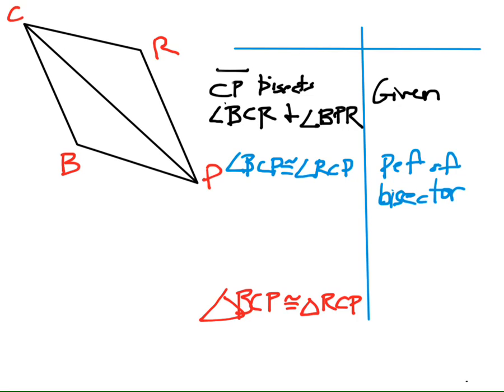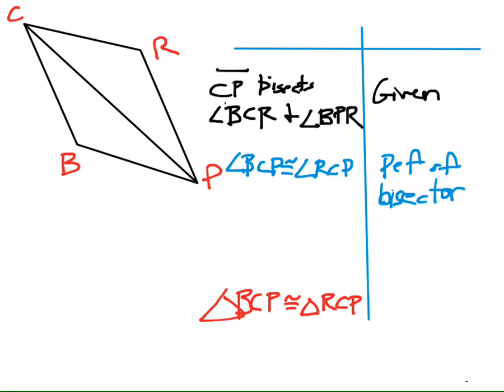Anytime it tells you something bisects, probably 100% of the time, you're going to write what it bisects as congruent, right? Either a segment or an angle. The other piece of my given says it also bisects angle BPR, which is that angle. So what do I know about those 2 angles? They're also congruent by the same reason.